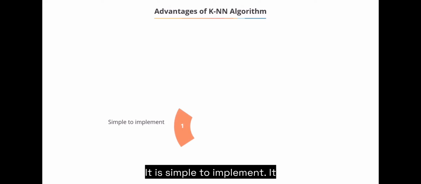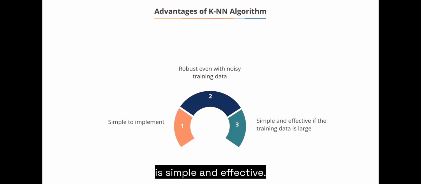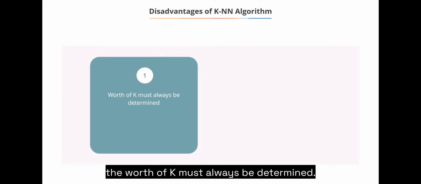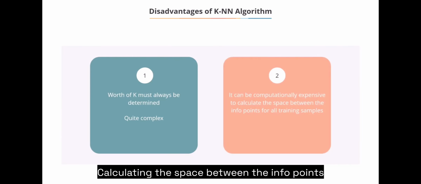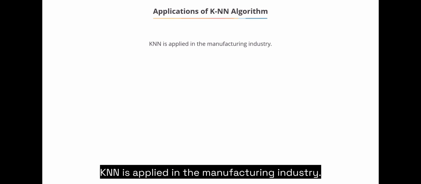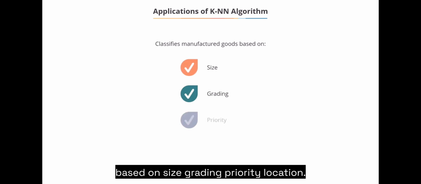Advantages of KNN algorithm. It is simple to implement. It is robust even with noisy training data. It is simple and effective if the training data is large. Disadvantages of KNN algorithm. The value of K must always be determined. This can become quite complex. Calculating the distance between the data points for all training samples can be computationally expensive. Applications. KNN is applied in the manufacturing industry. It classifies manufactured goods based on size, grading, priority, location.